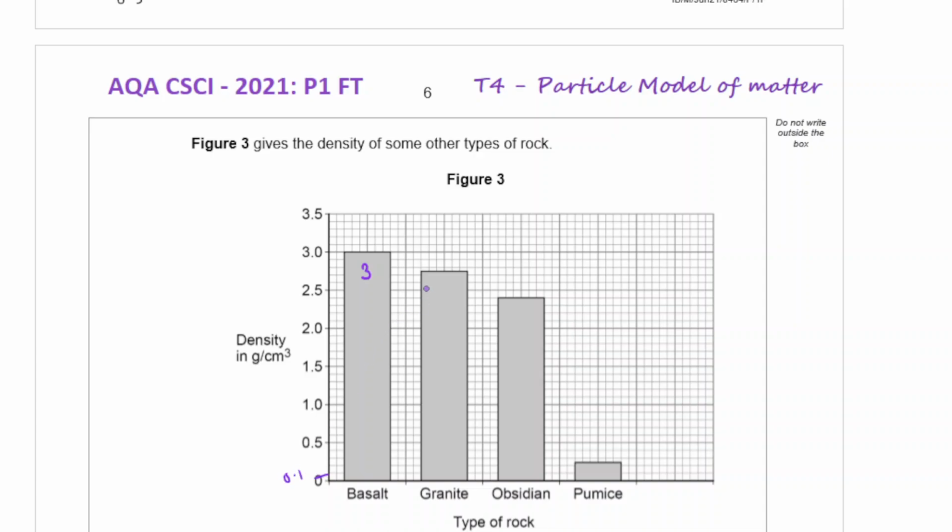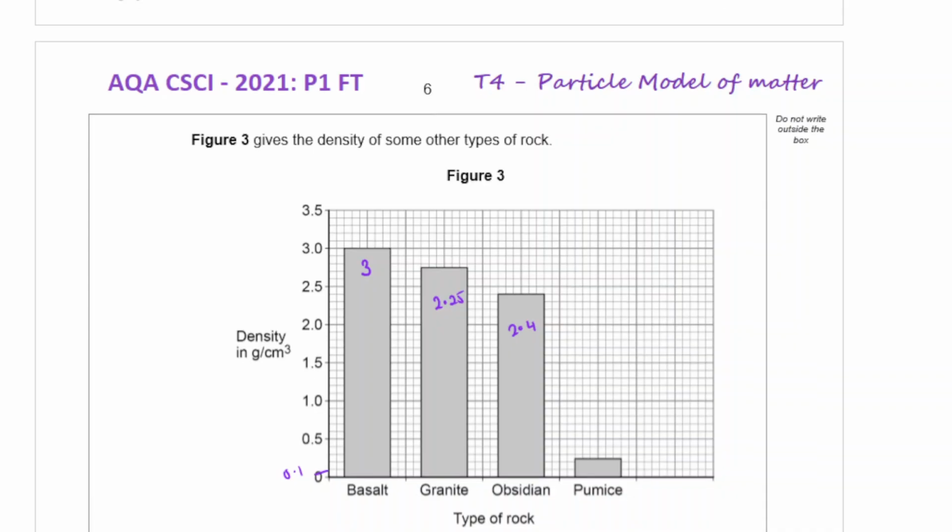So this is granite is 2.25. Obsidian is 2.4. Oh, this won't be 2.25. It will be 2.75. Let me change that. 0.75. And pumice is 0.25.